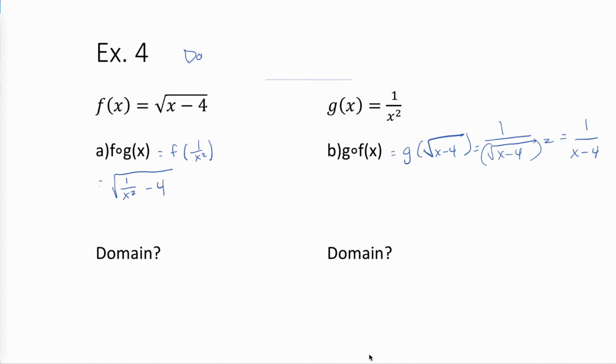Domain of f of x, right? We can't take the square root of a negative. So this domain is only where x minus 4 is not negative, which means where x is greater than or equal to 4. And if we write this in interval notation, this is from 4 to infinity.